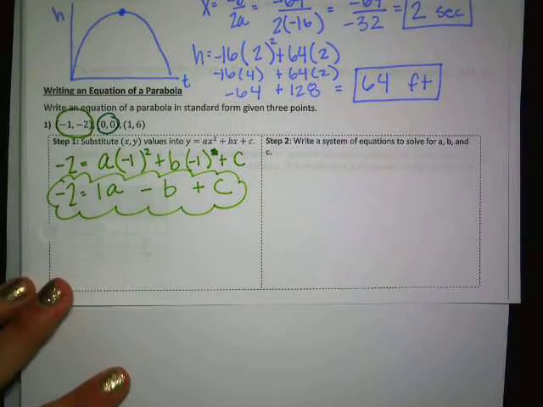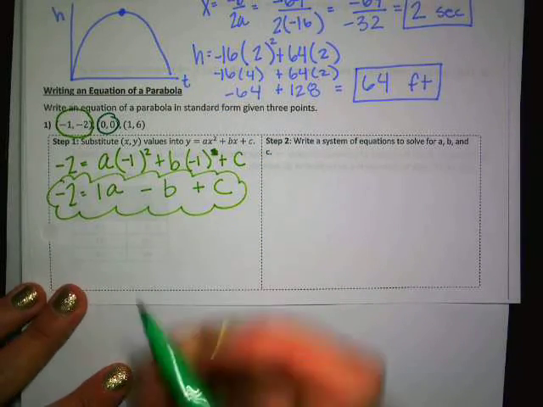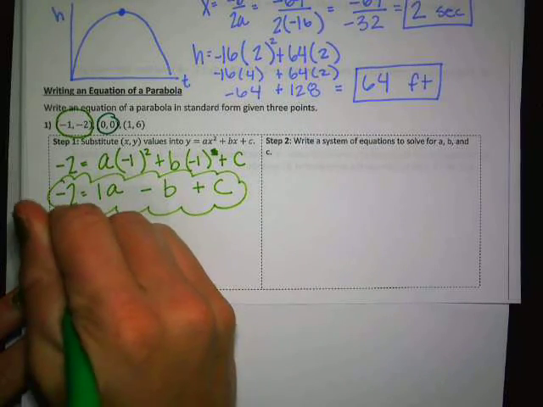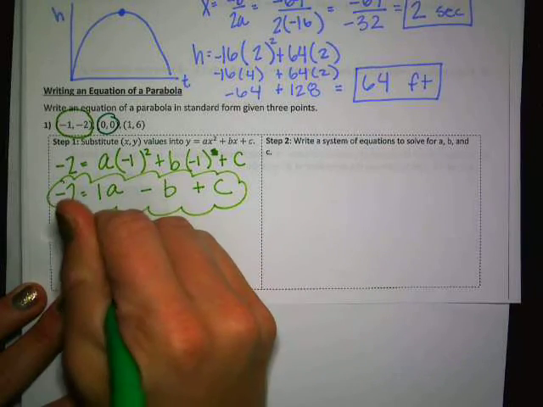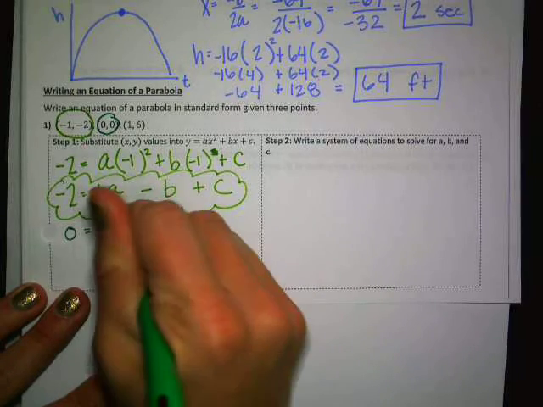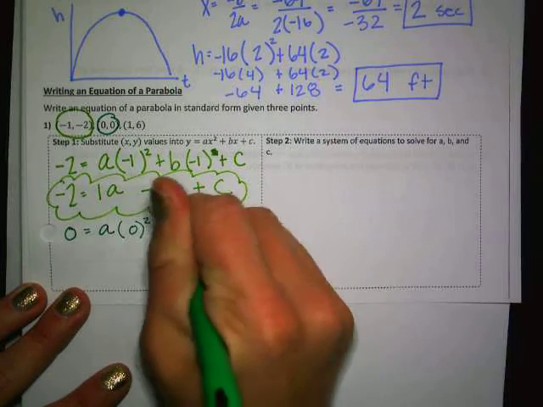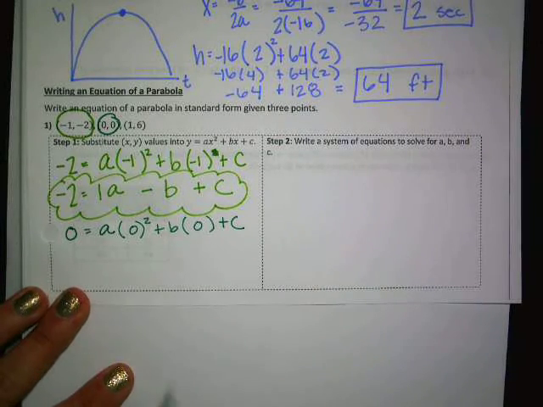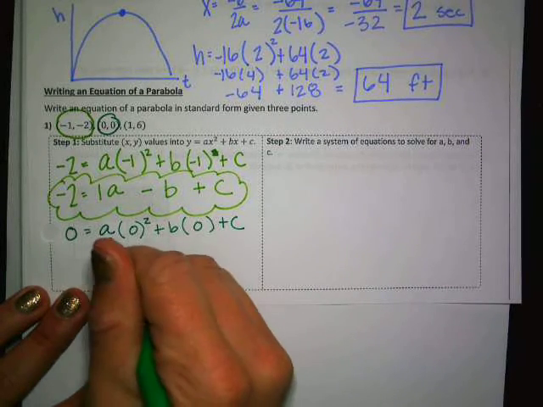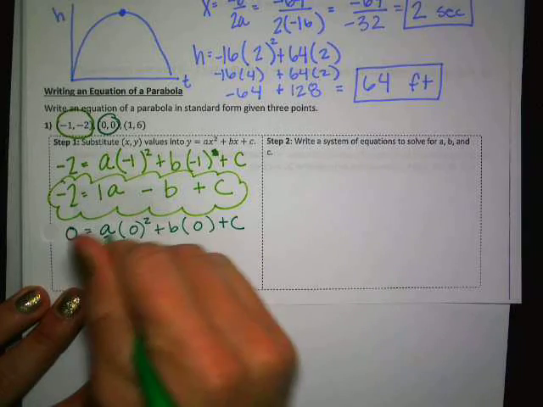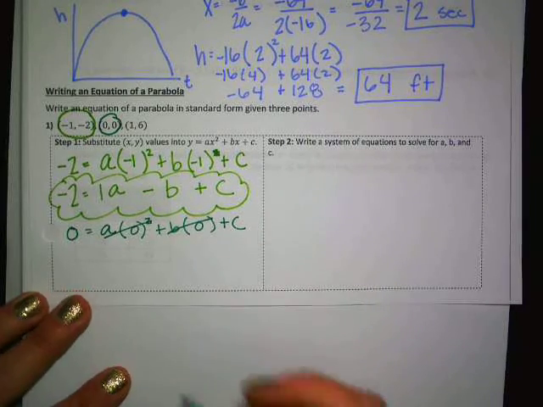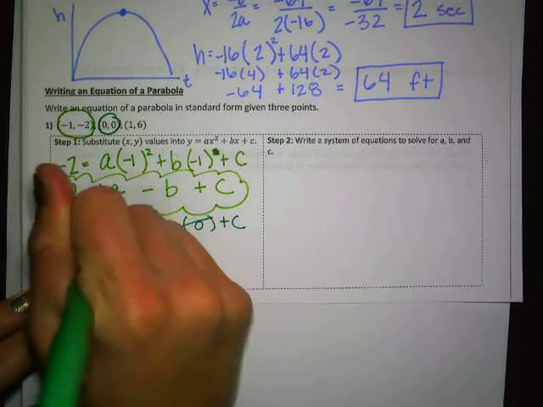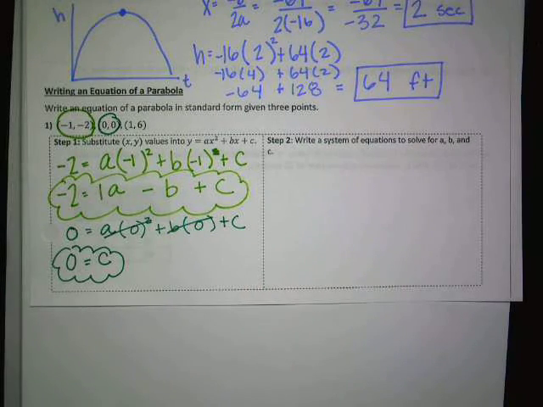Now I'm going to do the next one, 0, 0. All right, so what am I going to plug in for y? 0. So 0 equals a. What am I going to plug in for x? 0. What am I going to plug in for the other x? 0. What happens with my a's and my b's? They turn into nothing, right? Nothing, because they're 0, so they both go away. So 0 equals c.